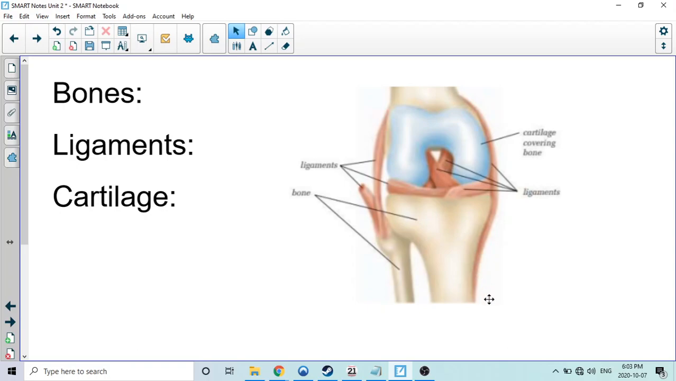The bones provide the frame, the ligaments stick the bones together, and the cartilage protects the bones from rubbing on one another. Okay?